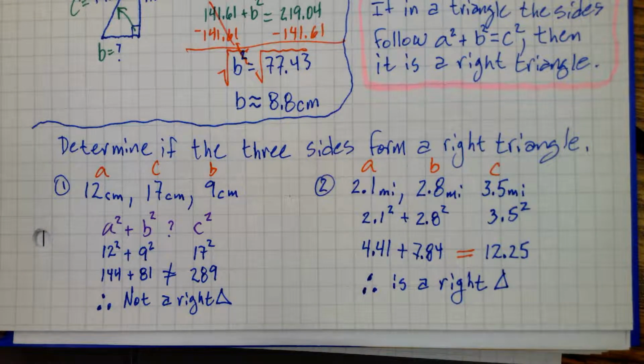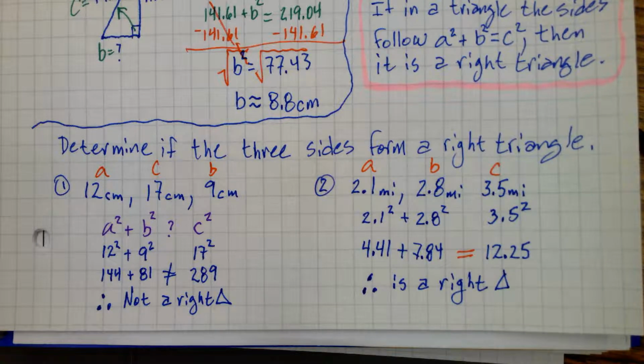So on today's assignment, it's an IXL. They're going to be doing this, presenting you with 3 possible sides of a right triangle, and it's either yes or no.